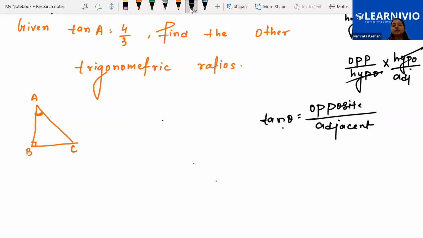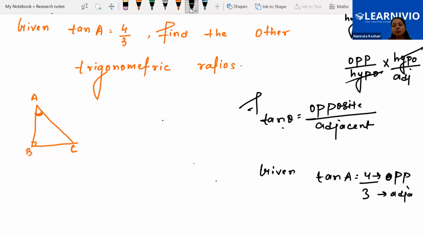Here it is given that tan A is equal to 4 by 3. Can we say 4 is representing the opposite side and 3 is representing the adjacent side, by comparing it with the formula? Yes. So tan A is 4 by 3. We can say the numerator is the opposite side and the denominator is the adjacent side.